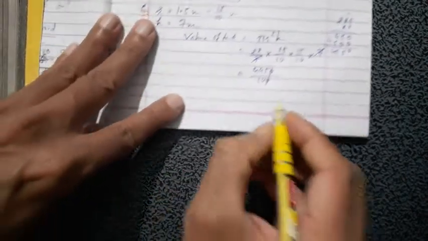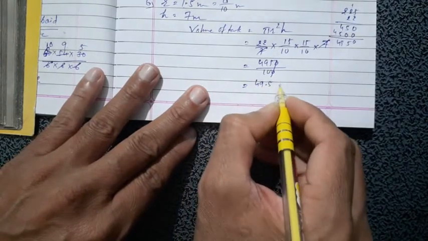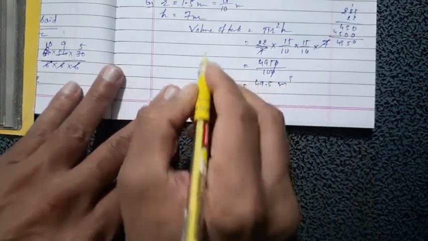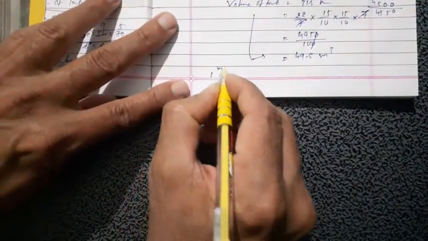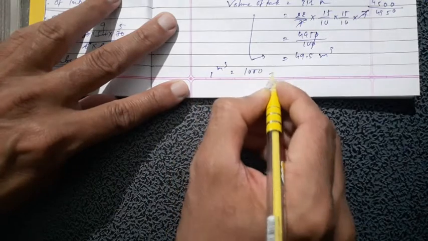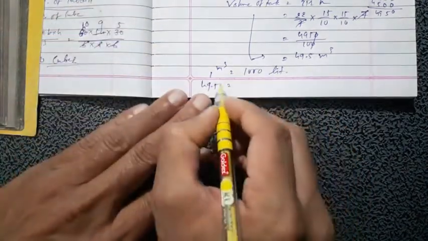1 0 cut, and the decimal of that one is 495.45 meter cube. Okay. Now convert into liter. So we know that 1 meter cube equals 1000 liter. So 49.5 equals, cross multiply.